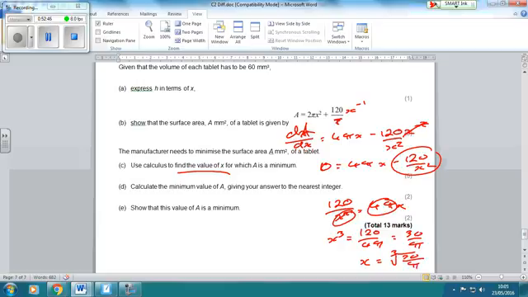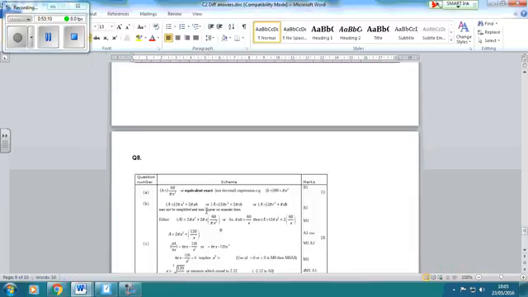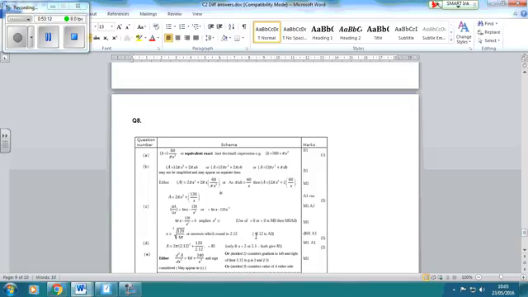Given your answer to 2 decimal places, if we just work that out, we get 2.12. Now before we carry on, we'll check the answer there. So 2.12, yeah. Or the cube root of 120 over 4 pi, or 30 over pi. Either one is absolutely fine.